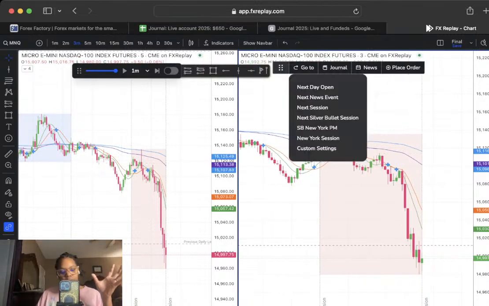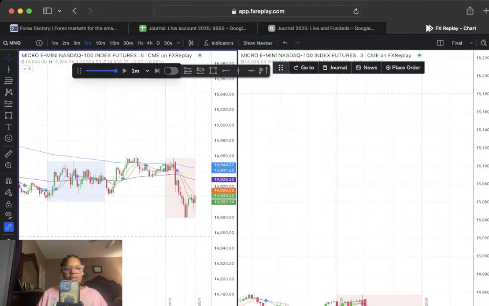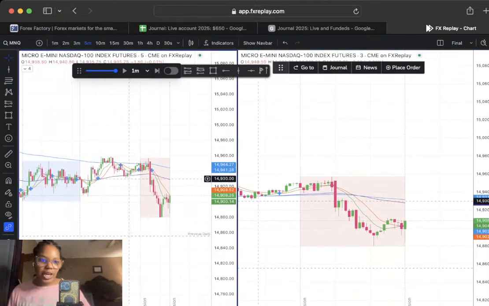But again, there's nothing wrong with the 1-to-1 either. I've seen a lot of people trade 1-to-1s. A lot of people, especially scalpers.